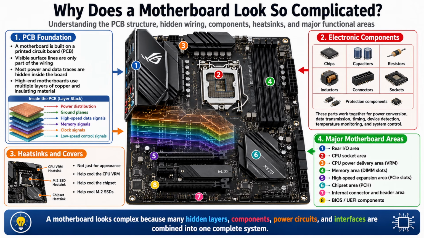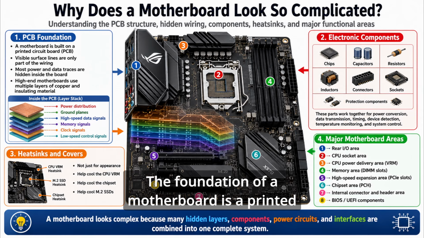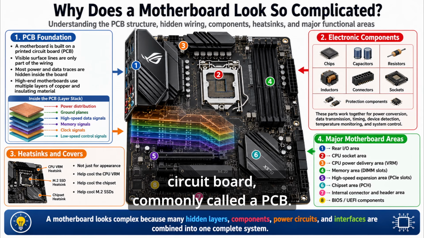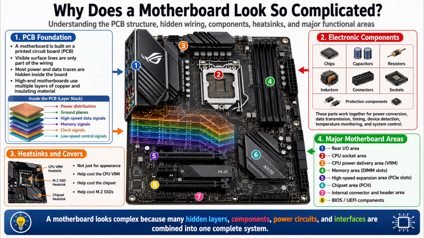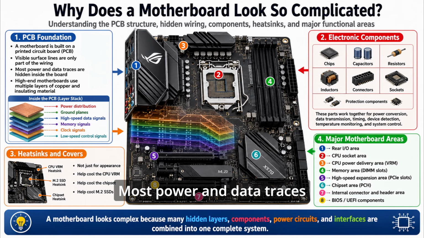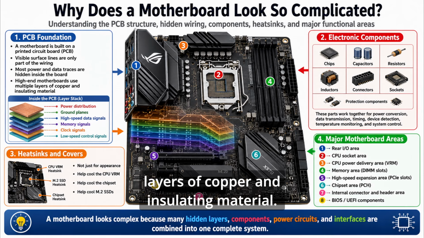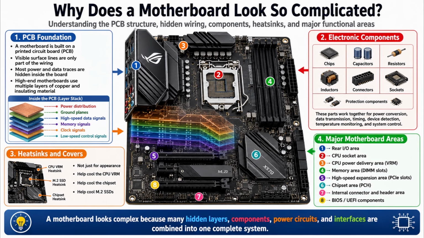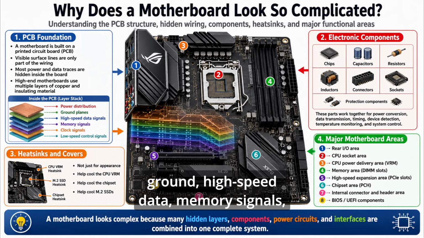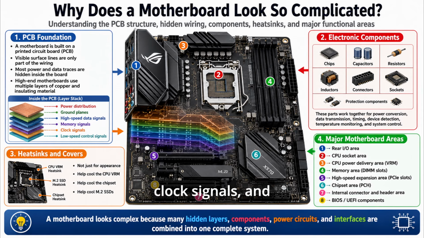Chapter 2. Why does a motherboard look so complicated? The foundation of a motherboard is a printed circuit board, commonly called a PCB. The visible lines on the surface represent only a small part of the electrical connections. Most power and data traces are hidden inside the board. A modern motherboard contains multiple layers of copper and insulating material. Different layers may carry power, ground, high-speed data, memory signals, clock signals, and lower-speed control signals.